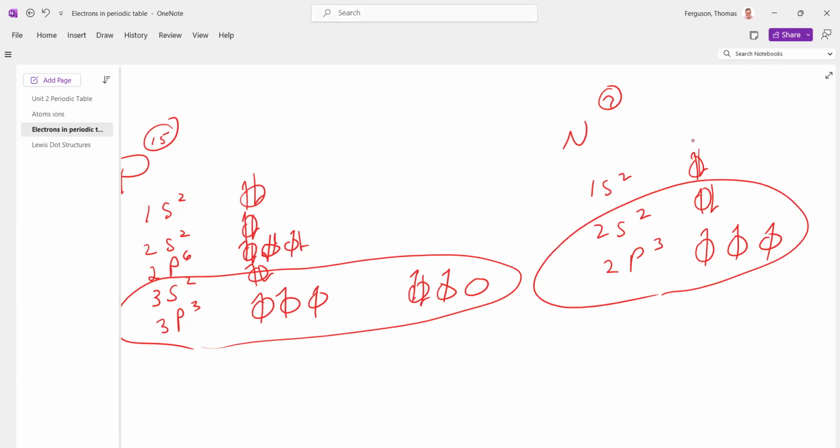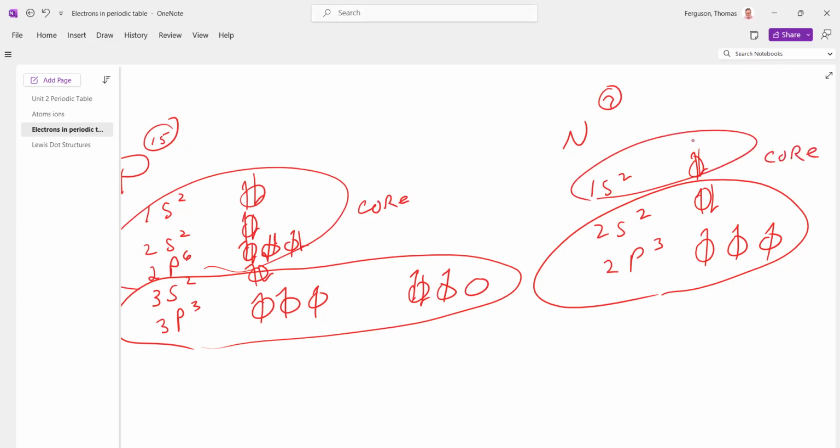So what do you call these electrons then? Those are core electrons. Now, if you look at the electronic configuration for the core electrons here, it's a full shell. I'm just talking about core electrons. That's why core electrons are so stable. Full shell.